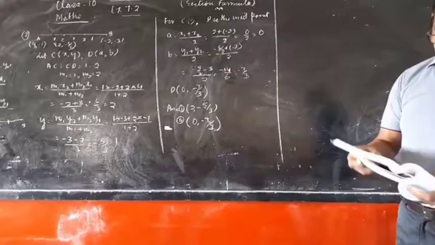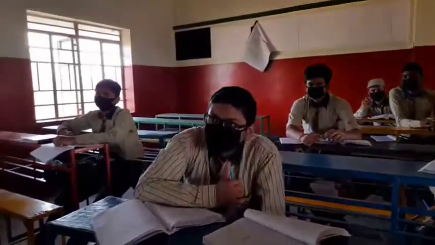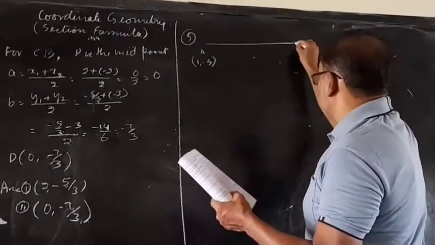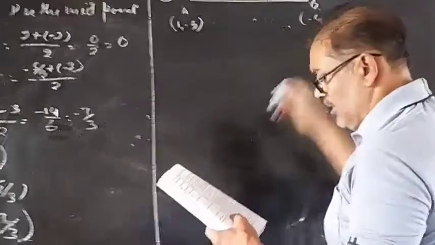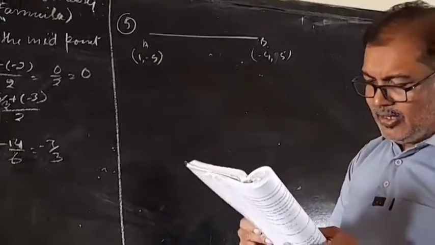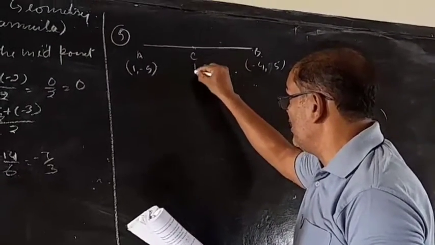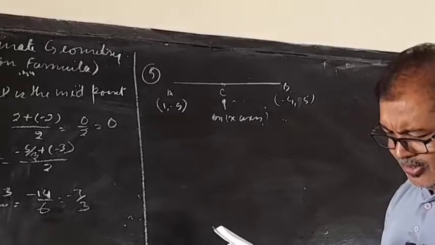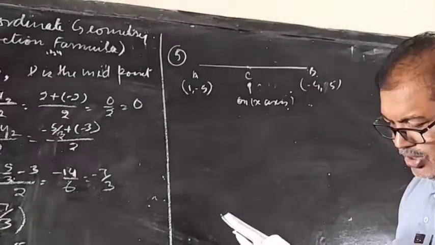Let us now discuss this question, children. Where was it? Yes, question number 5. Find the ratio in which the line segment A(1, -5) and B(-4, 5), children, just match the question, I hope I haven't written it wrong. B(-4, 5), not -5, -4 and 5, is divided on the x axis. Suppose this point is on the x axis. Also find the coordinate of the point of division.